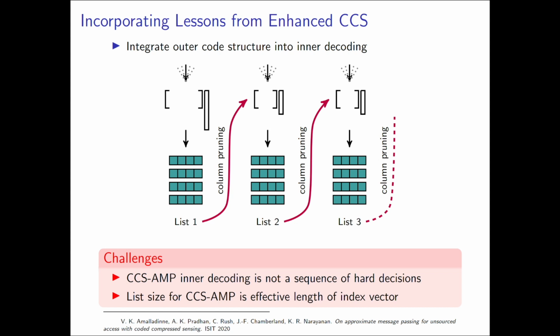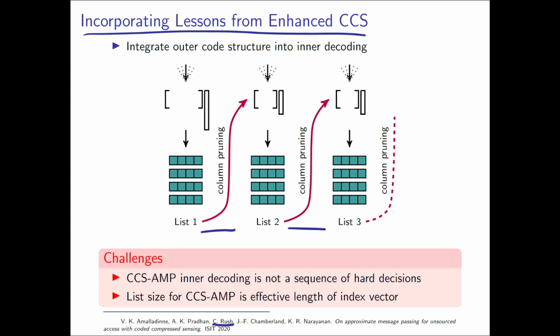Next, we explore how it's possible to improve on CCS-AMP by leveraging some of the lessons we've seen so far. I should point out that for this particular contribution, we enlisted the help of Cynthia Rush, whose intricate knowledge of AMP was key in resolving some of the challenges we were facing. In Fengler's scheme, the outer code is used for disambiguation at the very end, but it's not integrated into the decoding of the inner code. Yet we know from enhanced CCS that we may obtain significant gains if we find a way to take full advantage of the structure of the outer code during AMP iterations. In CCS, we were able to do that through column pruning.